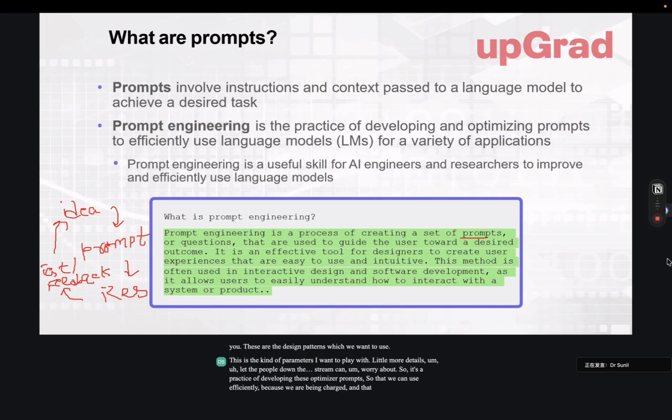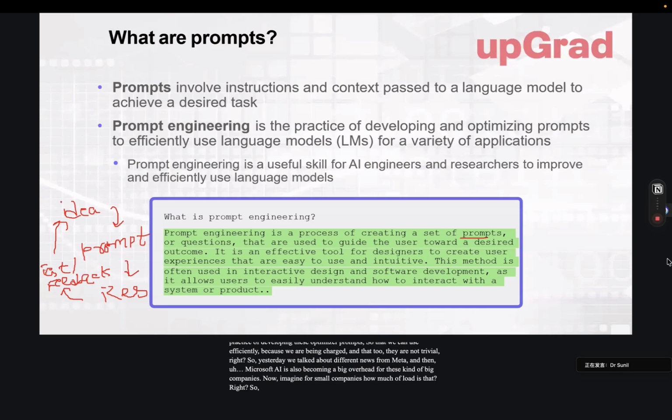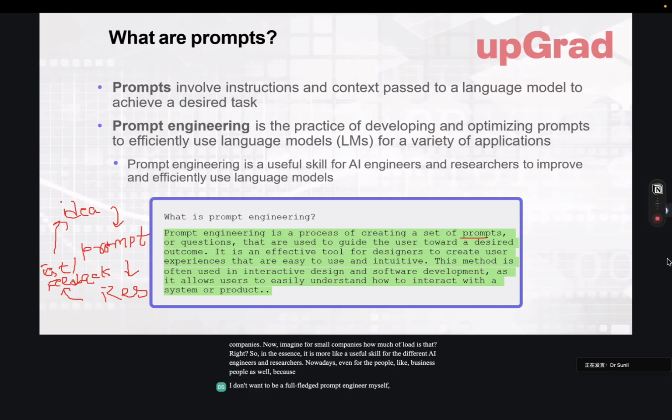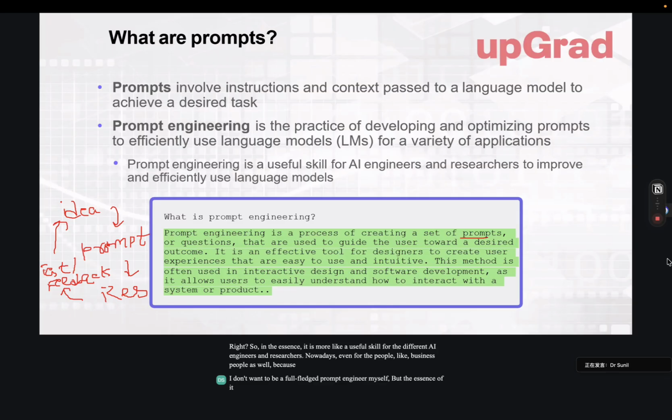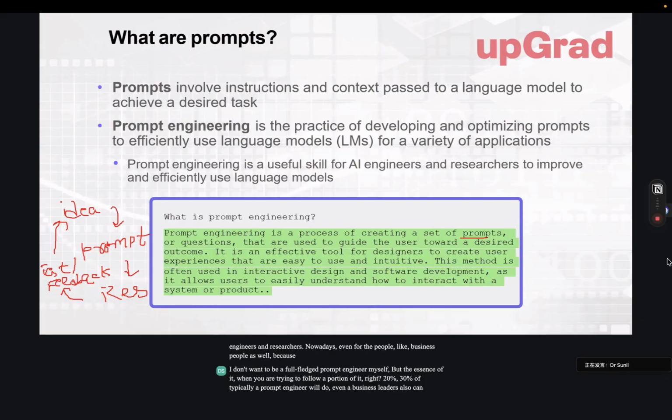So yesterday we talked about different news from Meta and Microsoft. AI is also becoming a big overhead for these big companies. Now imagine for small companies how much of a load that is. In essence, it is a useful skill for AI engineers and researchers nowadays, and even for business people as well. I don't want to be a full-fledged prompt engineer myself, but when you follow 20%, 30% of what a prompt engineer typically does, even business leaders can get into it.